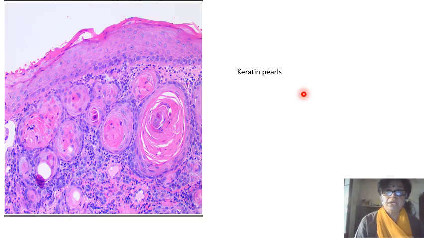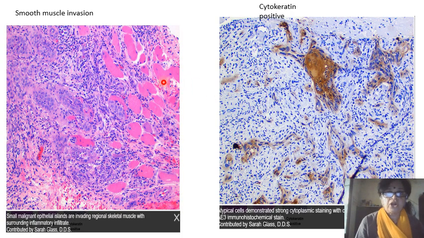Now, there will be keratin pearls in well-differentiated carcinomas, in well-differentiated squamous cell carcinomas. Keratin pearls will build up. They are eosinophilic material. That is pathognomonic of well-differentiated squamous cell carcinoma. Now, not only that, they can invade the smooth muscles. Like in your lip, underneath you have the orbicularis muscle. So, it can invade those muscles. You can see the tumor cells have started going into the muscle. So, this is invasion. These are the squamous cells which are invading already into the muscle.